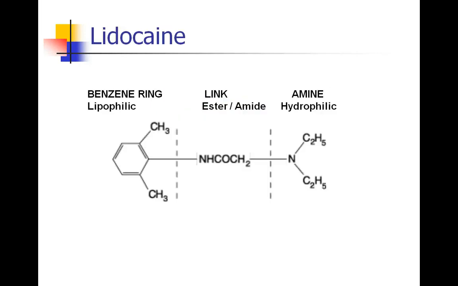Here's an atomic structure of lidocaine, molecular structure of lidocaine, as an example of a local anesthetic. All of our local anesthetics have in common a lipophilic side, which is some sort of a benzene ring in lidocaine, a hydrophilic side, which is an amine, and then a linkage group, which is usually an ester or an amide. In lidocaine, it's an amide.